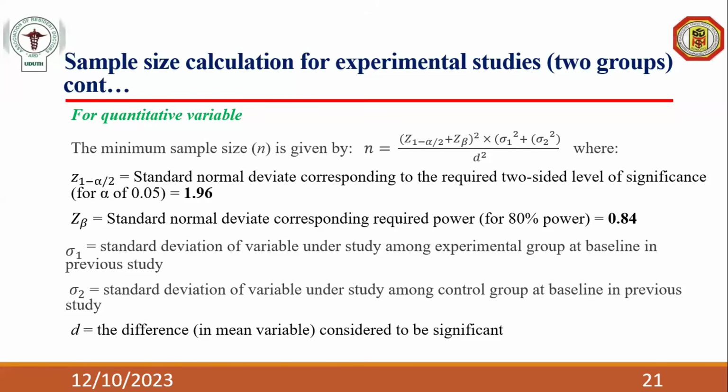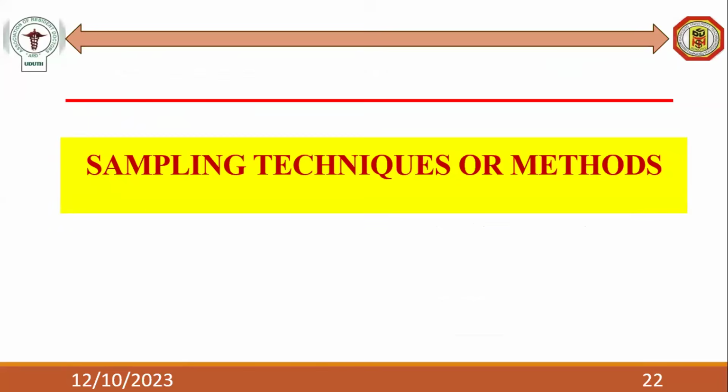are constants. Standard deviation 1 is the standard deviation of the variable under study among the experimental group at baseline in the previous study, while standard deviation 2 is the standard deviation of the variable under study among the control group at baseline in the previous study. And D is the difference considered to be significant, as we have discussed. So that is the sample size determination.